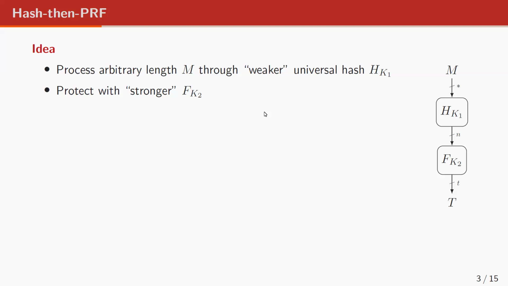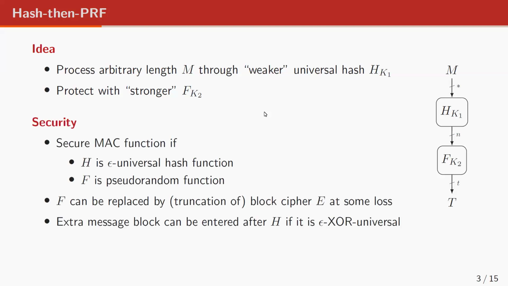It's called the hash-then-PRF design or protected hash design. And you see it a lot. This construction is proven secure if the hash function is epsilon-universal. I will get back to the definition of this later. And F is a pseudo-random function.